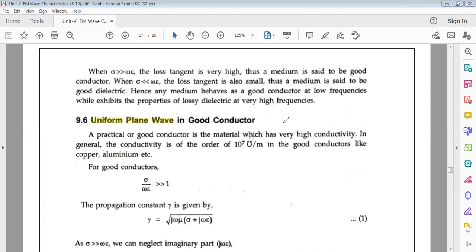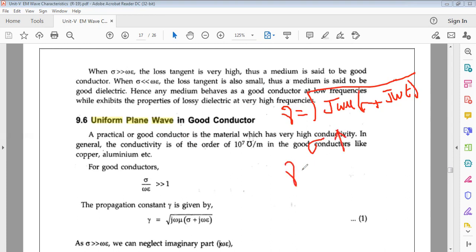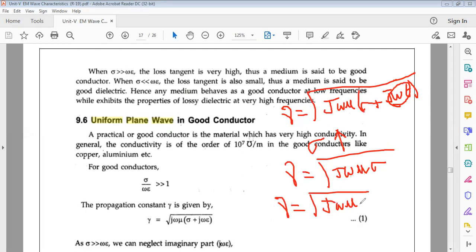The propagation constant gamma is equal to, we know, the square root of j omega mu into sigma plus j omega epsilon. Since this is a good conductor, the conductivity is very high. So gamma is equal to the square root of j omega mu, neglecting the term j omega epsilon, so we have only sigma. So gamma is equal to the square root of j omega mu sigma. That is equal to, I am writing it as, root j into the square root of omega mu sigma.